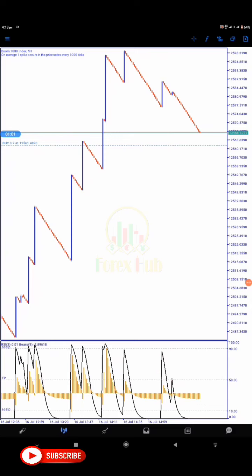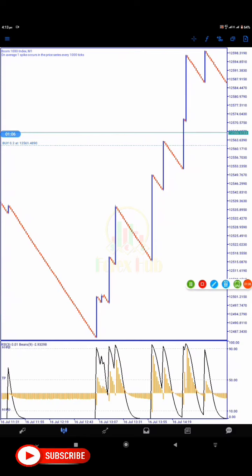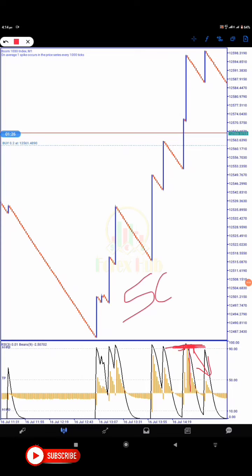This indicator works in such a way that whenever you see the moving average touches the level 90 on boom, and also the bear power, which is this golden line, touches the level 92, this is a signal for a scalp. And in this scalp you take just 5 candles, guys. You take just 5 candles in this, and then you are out.